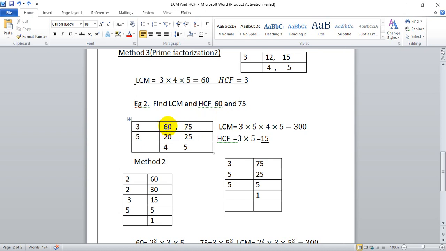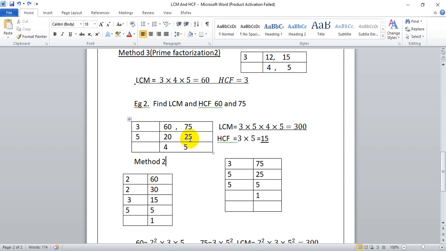By method 3, 60 and 75 both are divisible by 3. I think you understood why we don't take 2 here, because 75 is an odd number. We cannot divide by 2. So both are divisible by 3. You can divide by 5, that's fine, no problem. 60 divided by 3 is 20 and 75 divided by 3 is 25.